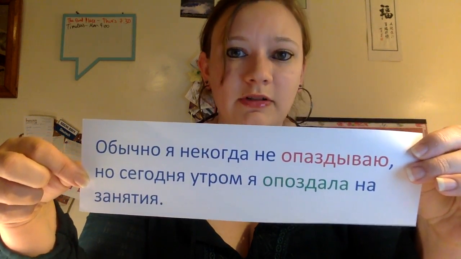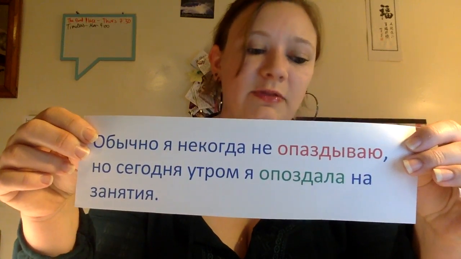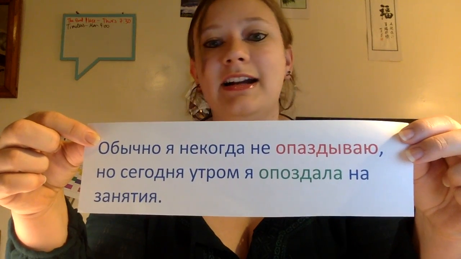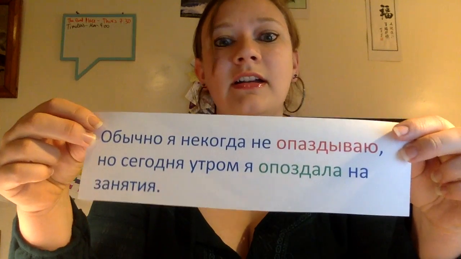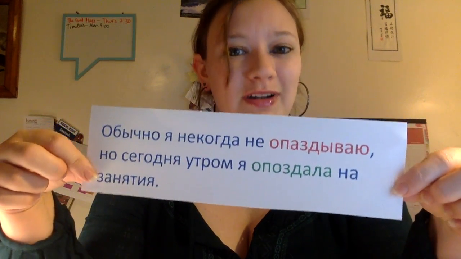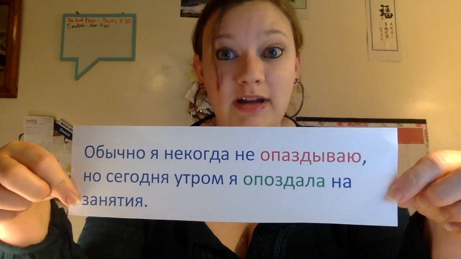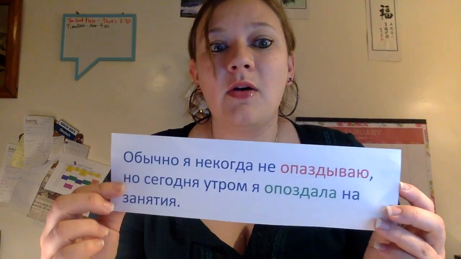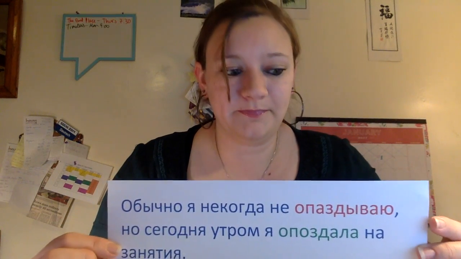In general, we'll focus more in the later videos, but an imperfective verb focuses on a repeated action, something that happens a lot. Like this first part, обычно я никогда не опаздываю. So, generally, usually, обычно, I'm not late. Но сегодня утром, but this morning, я опоздала на занятия. This morning, I was late to class. So imperfective shows something that happens frequently, while perfective shows one single completed action in general.